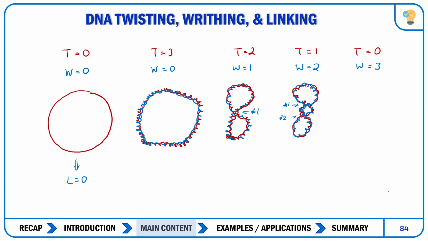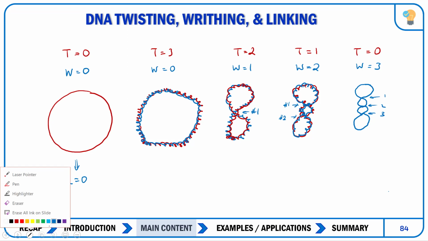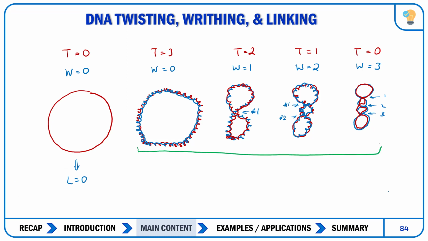And of course, if I have a twist of 0 and a writhe of 3, then technically this would be very smooth. And I would end up with something like this. With this being 1, 2, 3 writhes. And I've got to finish it off with just another layer of this. So then keep in mind for all of these, L is equal to 3.